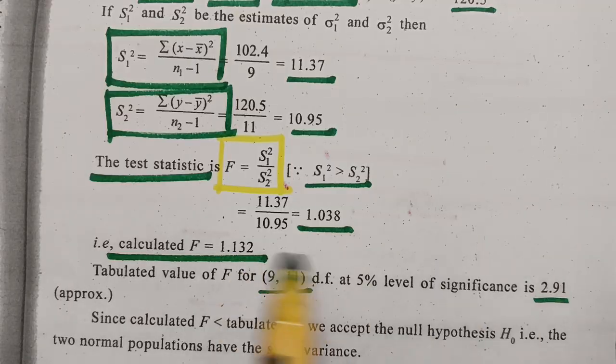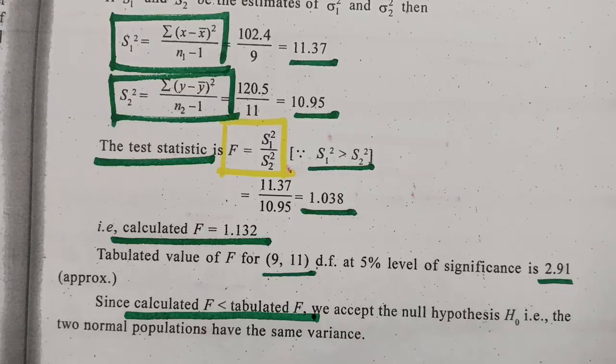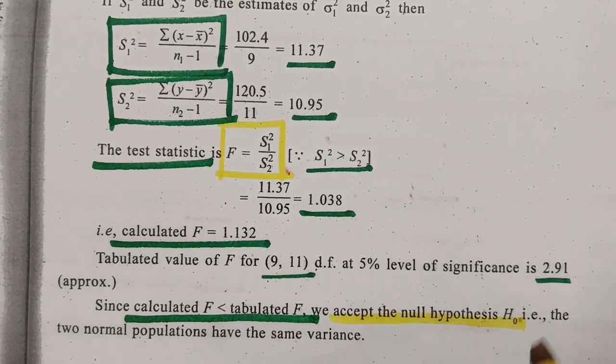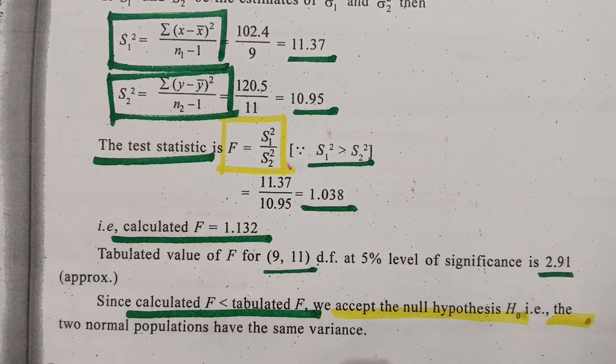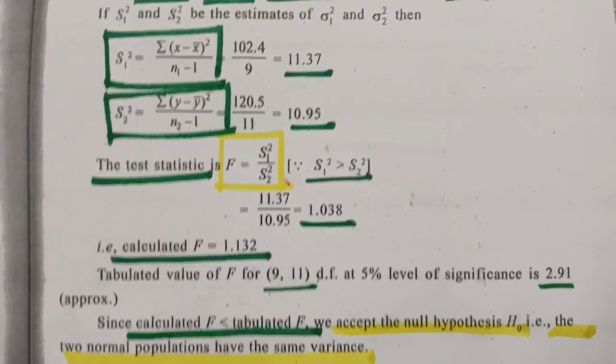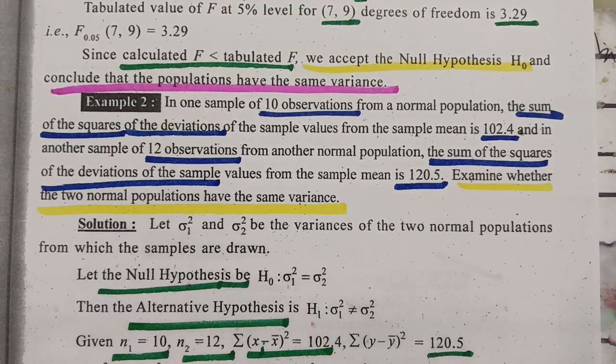On comparing the calculated value and the tabular value, clearly the calculated value is less than the tabular value, and therefore we accept the null hypothesis H naught. The conclusion here is the two normal populations have the same variance. So this is how we go with 5 steps: first the null hypothesis, alternate hypothesis, test statistic, then the comparison between the calculated value and the tabular value, and the next one is the conclusion part.